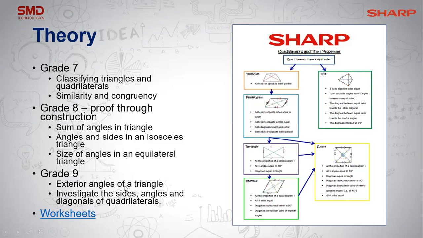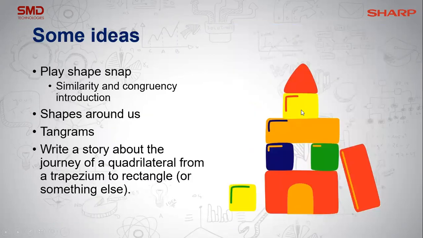Then for grade 9, it's the exterior angle of a triangle, and you need to be able to investigate the sides, angles, and diagonals of quadrilaterals. Then, of course, here are some worksheets for you as well. And this, again, is another poster that we created that you can download and print off for your class.